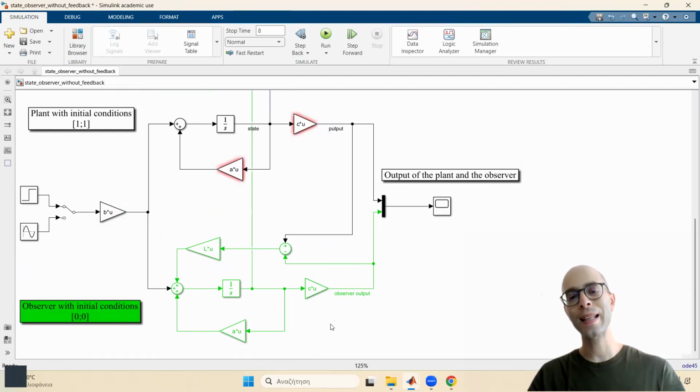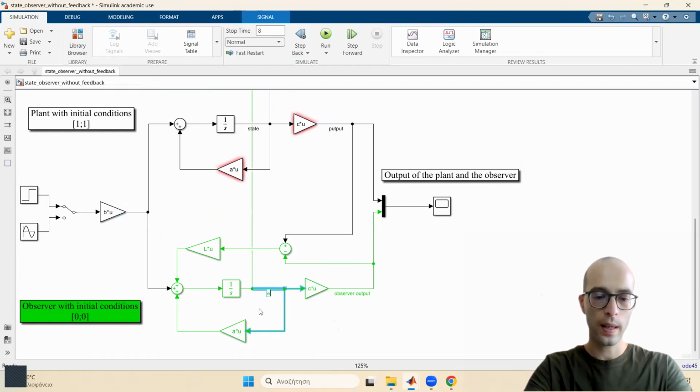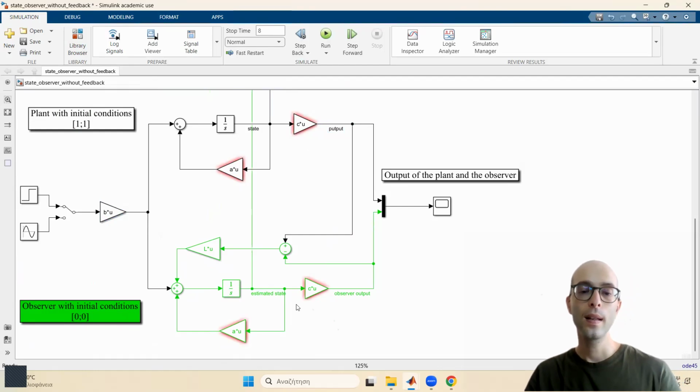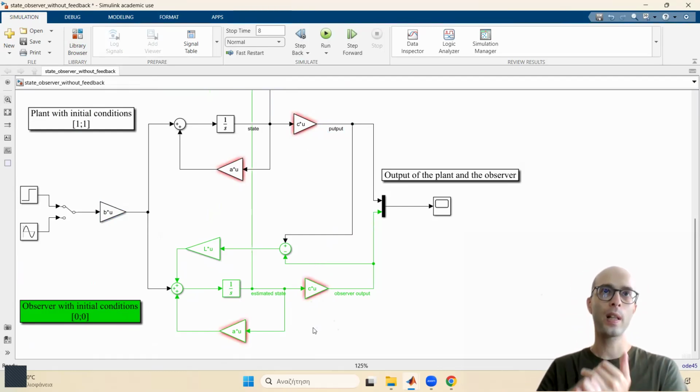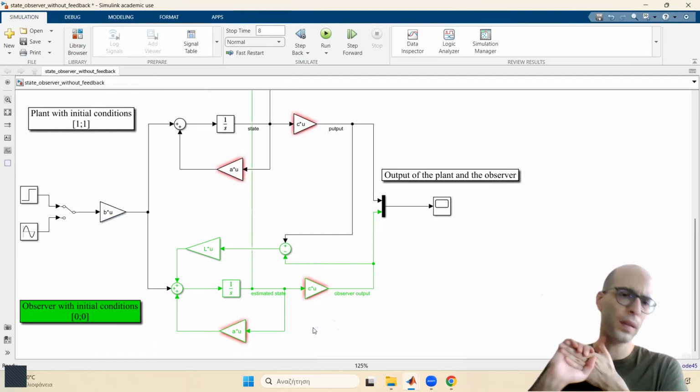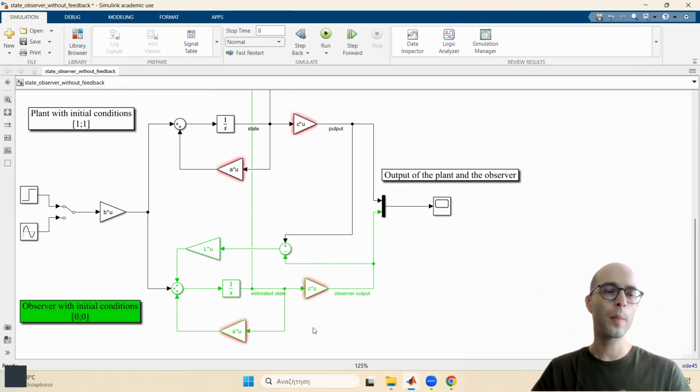The observer has the exact same structure. It also has the matrix B times the input. It also has the same matrix A times the state. So this state right here is the estimated state. It's not the real state. This estimated state, which tries to replicate the actual state, is multiplied by the same output matrix. So the matrices in the state space, A, B, and C, and D if it exists, are all the same in the original system and the observer system.